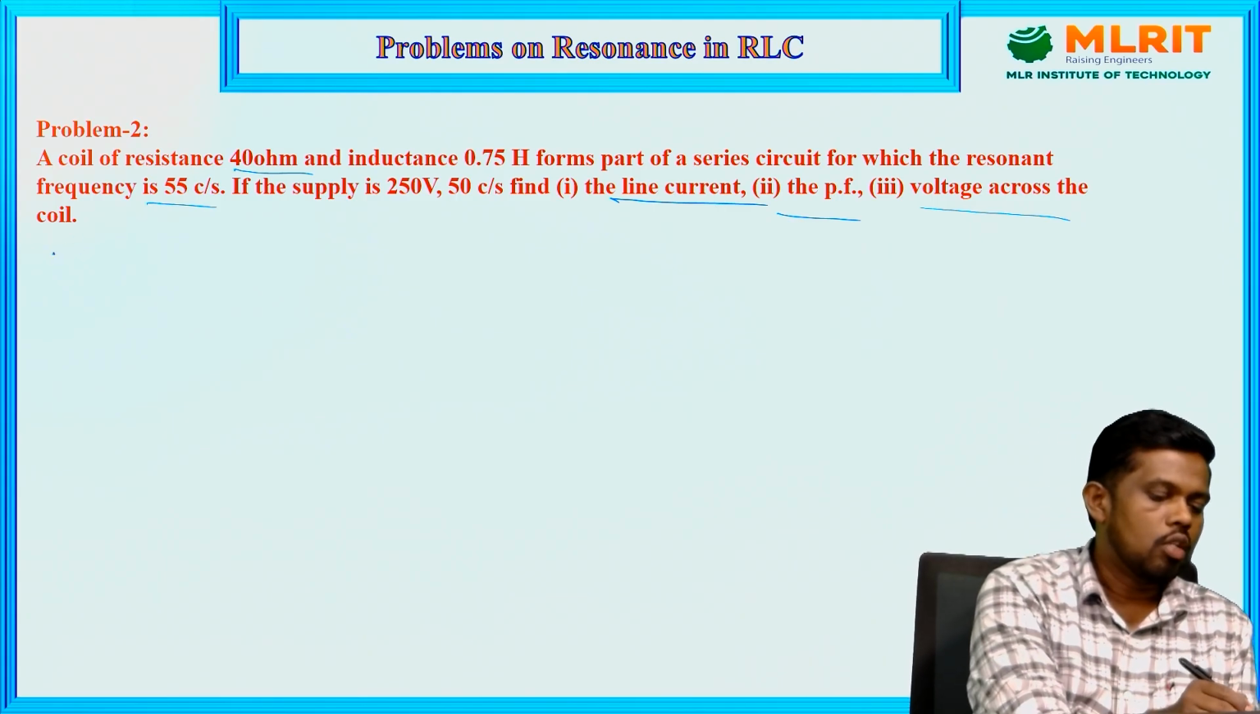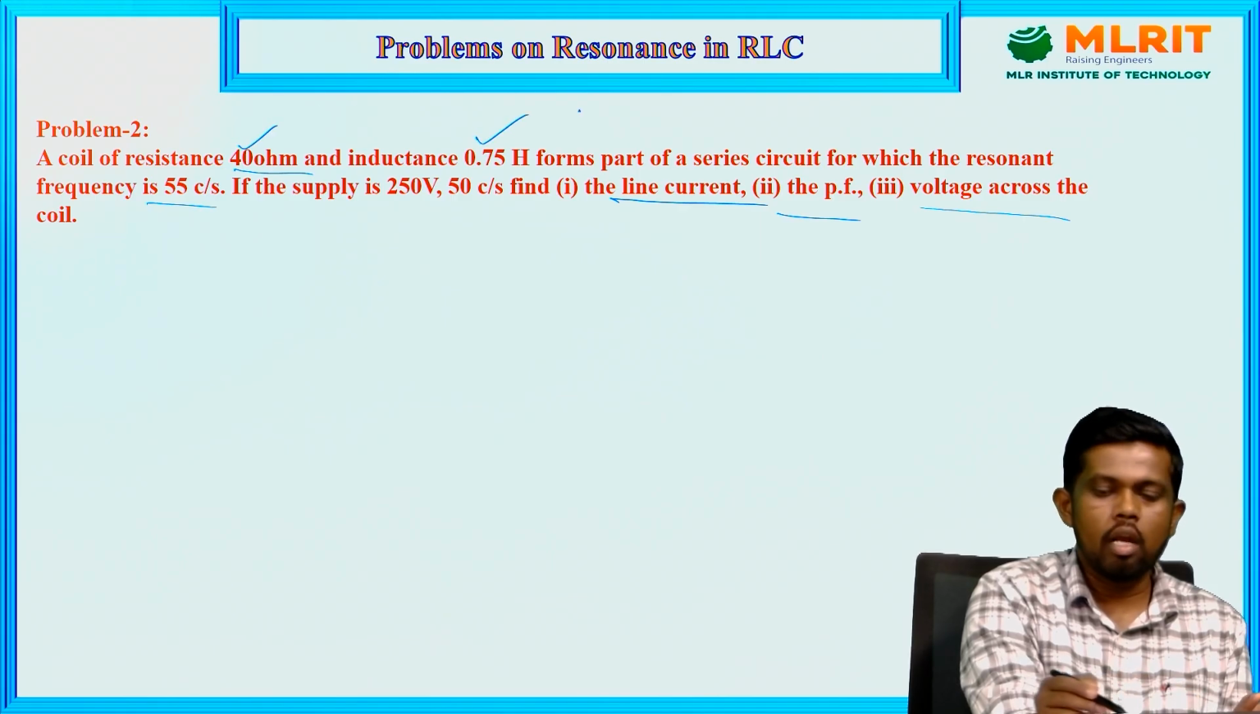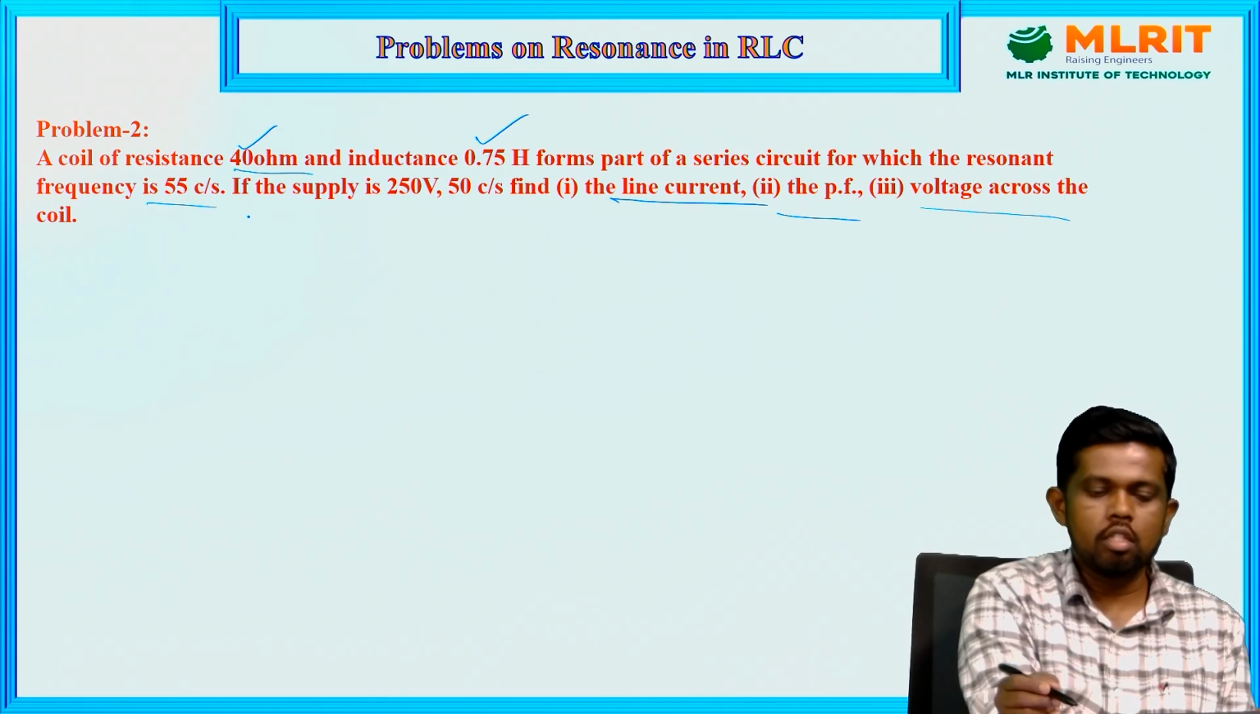So this was asked. The whole problem gives the resistance value and the inductance value, and using this data we need to find the line current value, line voltage value, as well as the power factor of the network. So these many things we need to find.